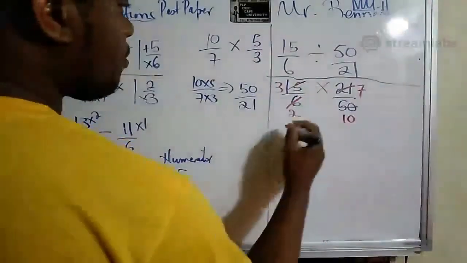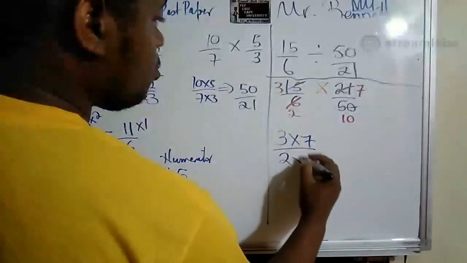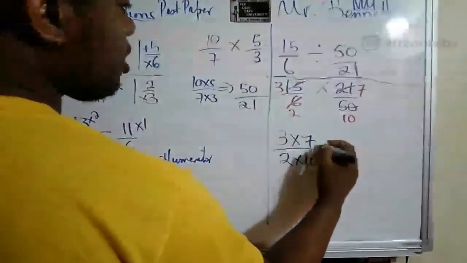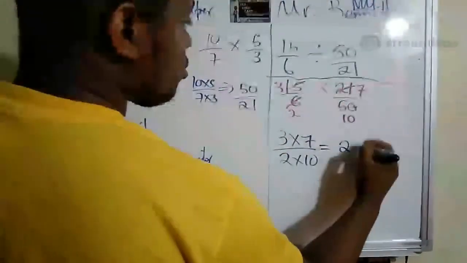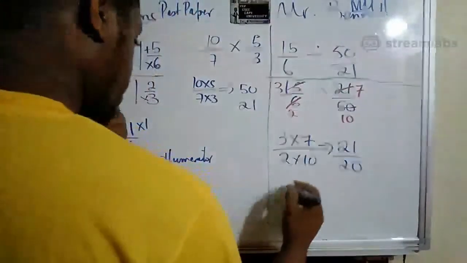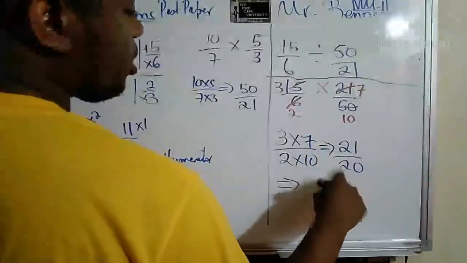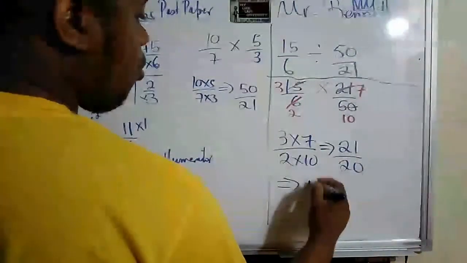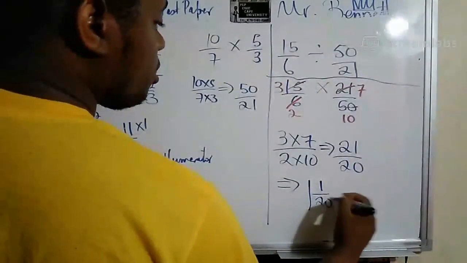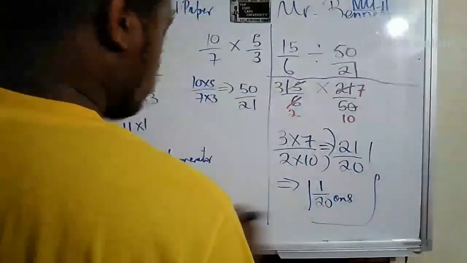Big up yourself. So it's numerator times numerator and denominator times denominator. 3 sevens, 21. 2 times 10, 20. Right? And we can also rewrite this as 1 and 1 over 20. If we have 21 things and we take 20 out of it, we get one big group and remainder 1 over 20. So either this or this, CSEC will accept both.